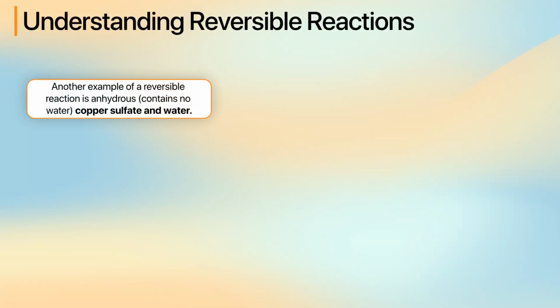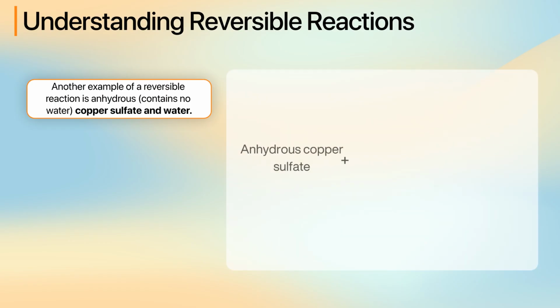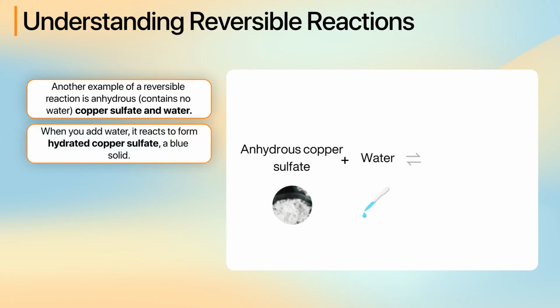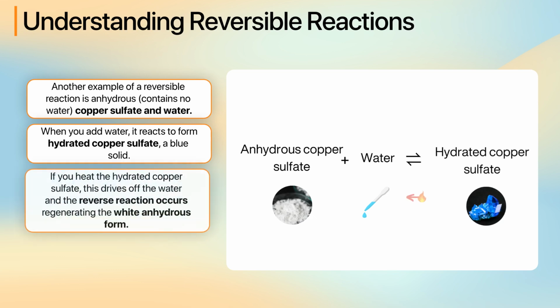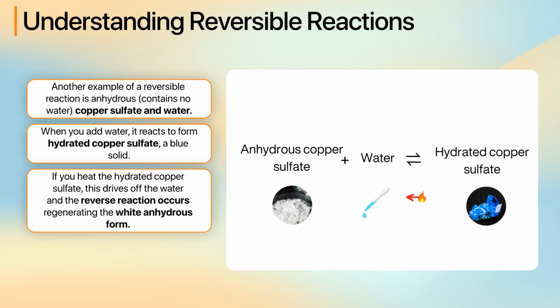Let's also consider the reversible reaction between anhydrous copper sulfate and water. Note that anhydrous means the substance contains no water. Anhydrous copper sulfate is a white solid. When you add water, it reacts to form hydrated copper sulfate, a blue solid. If you heat the hydrated copper sulfate, this drives off the water and the reverse reaction occurs, regenerating the white anhydrous form.